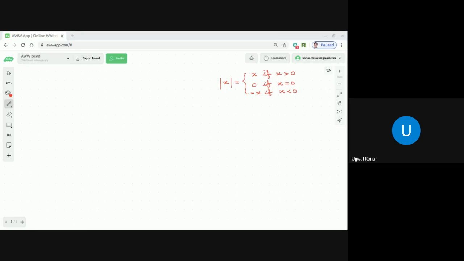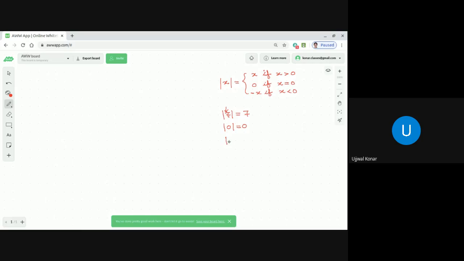So let's take an example. If we take mod of 7, we know mod of 7 is 7. Now, we know that without knowing this definition, because we know that mod always returns a positive value. So mod of 7 definitely will be plus 7. But if you look into the definition of the function, this 7 is positive, so it comes to the first branch, mod x equal to x if x is greater than 0, so it comes to 7. And mod of 0 obviously is 0, it comes to the second branch of the definition.